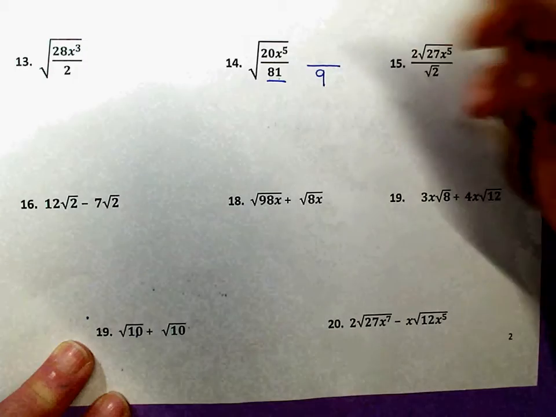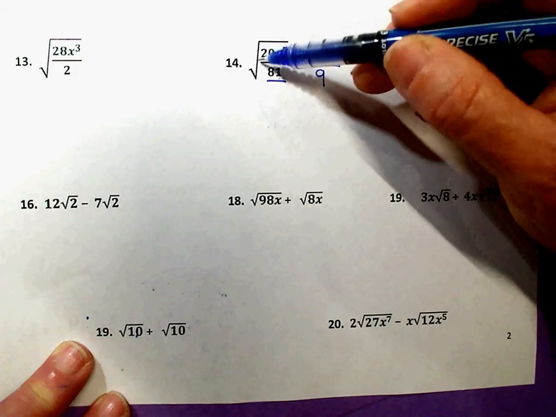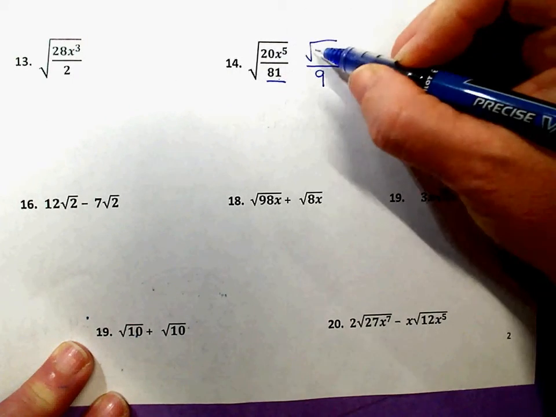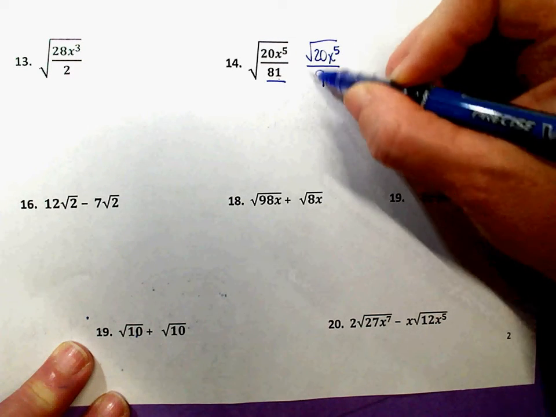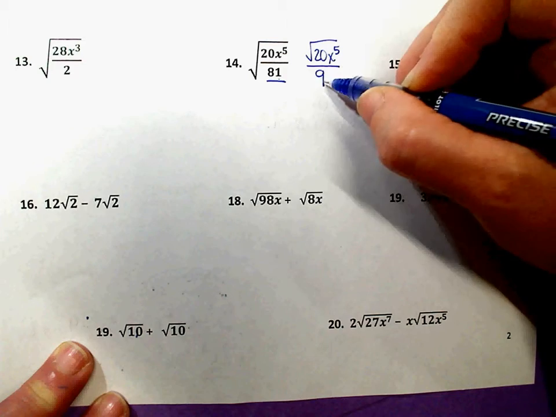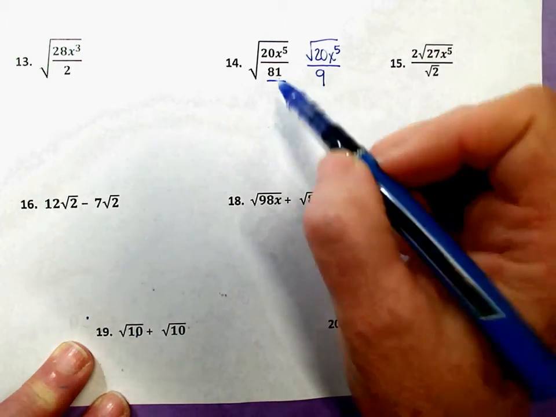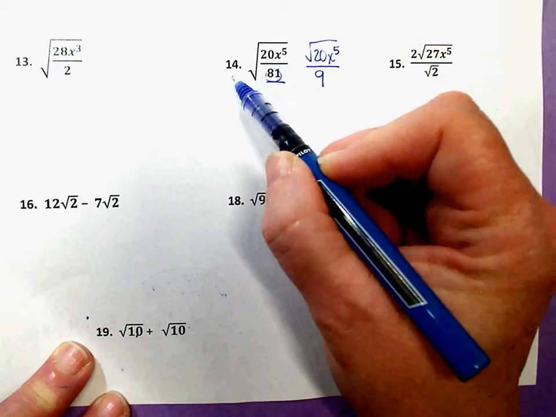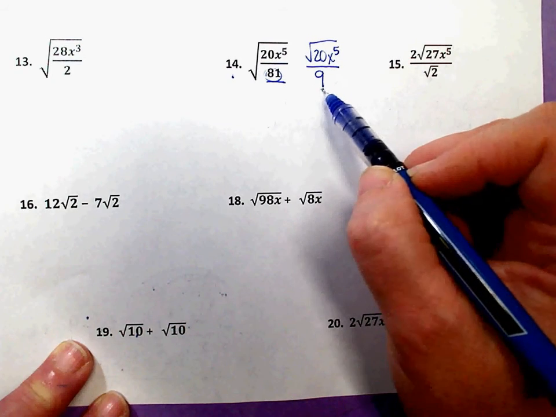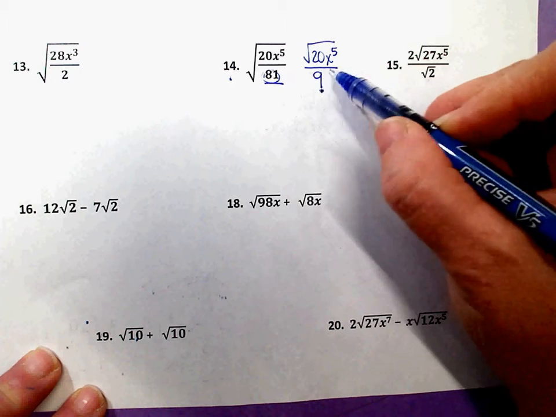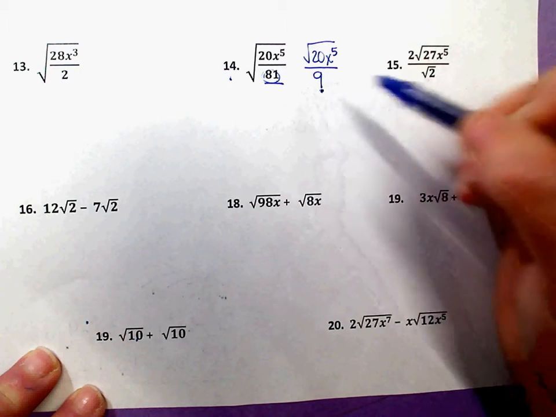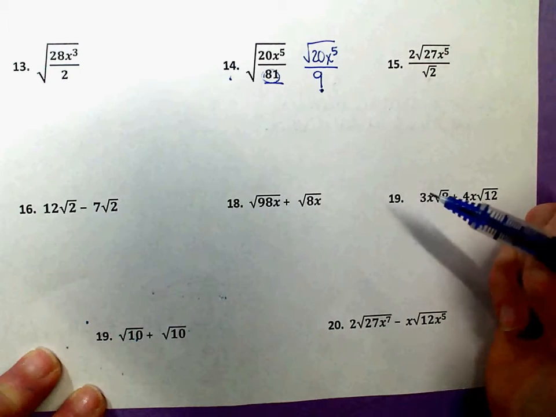I've done nothing to the top, so this 20x to the 5th is still under the radical sign. Make sure you don't make the radical sign go down where it shows the 9 being under it. I moved this out. It is no longer under a radical sign. I know that 9 is a perfect square, but since it's not under a square root anymore, do not take the square root of that 9.